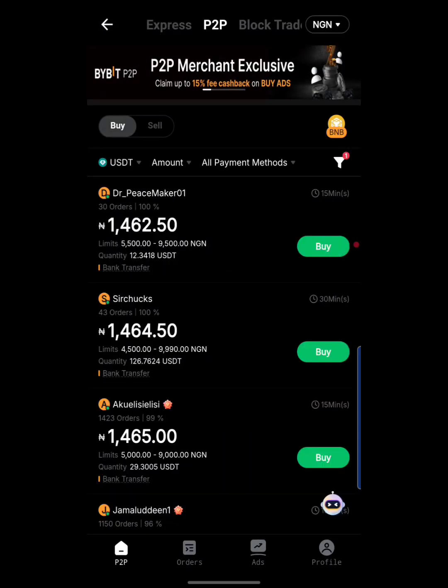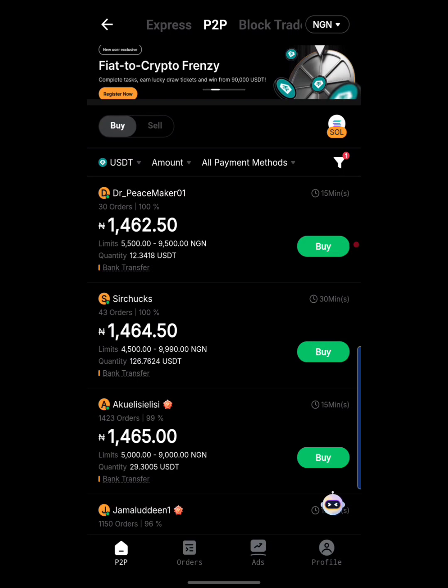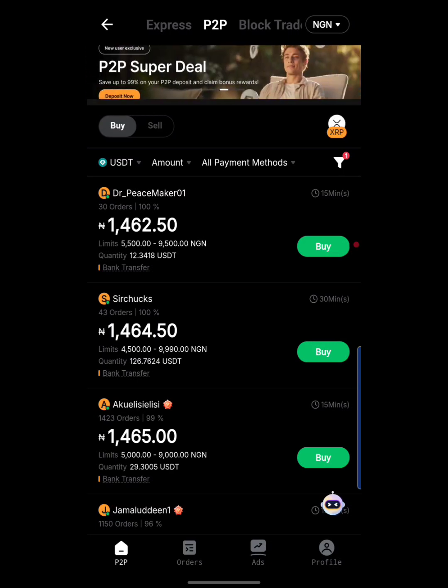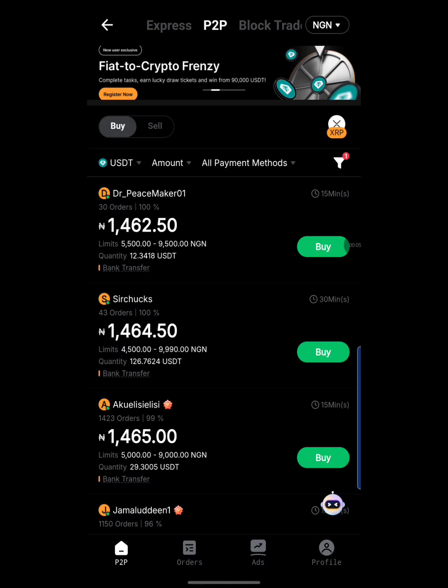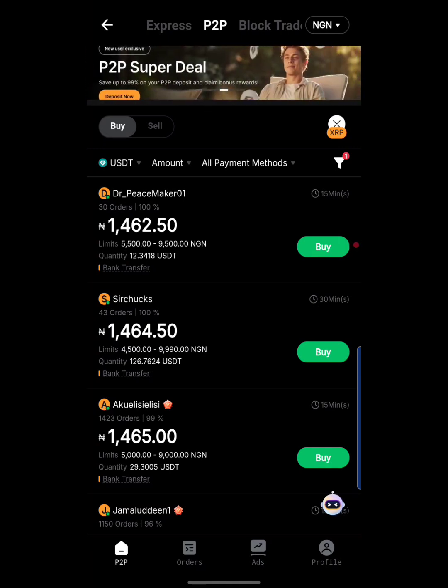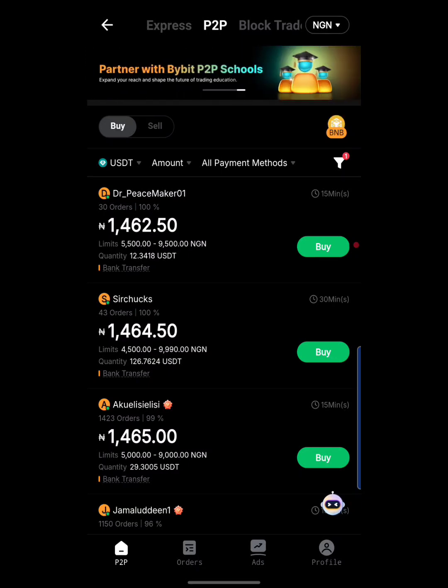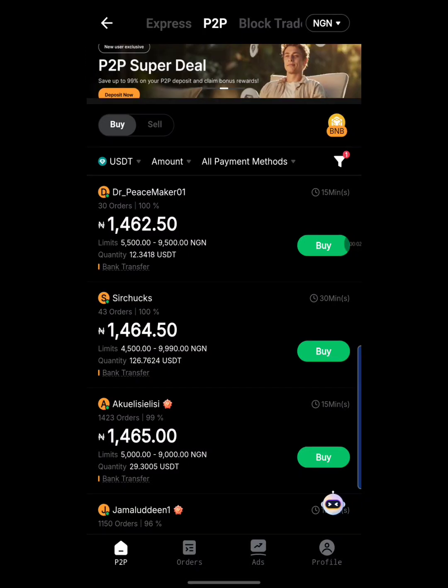Okay, all right, so guys, here we are on the P2P section. This is where merchants buy and sell cryptocurrency on a daily basis for daily profit, guys. So make sure to take note of that, daily profits. That is basically who the merchants are. They're actually persons who buy and sell crypto on a day-to-day basis, making daily profit for themselves.